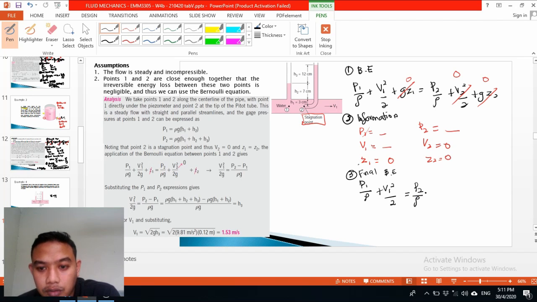So we can take the V1, you will get V1 squared divided by 2 is P2 minus P1 divided by rho. Okay, so this is your equation. Then step number 4 is answer it or complete it.